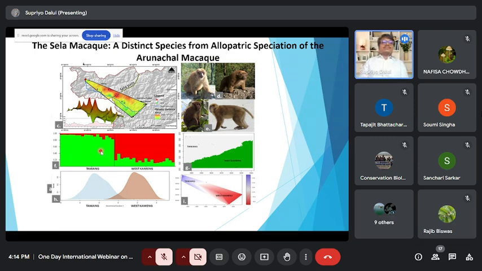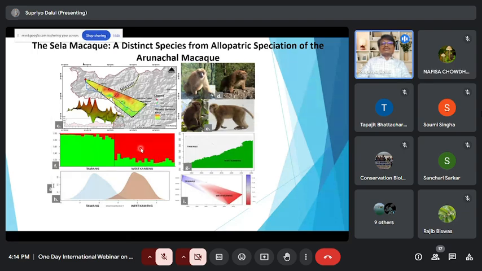So that means there was gene flow or connectivity, and there was exchange of genetic components between the populations. But here we can see the Tawang individuals are assigned to a single color, only green, and the West Kameng individuals are of only one single color, more than 80% in a single color.